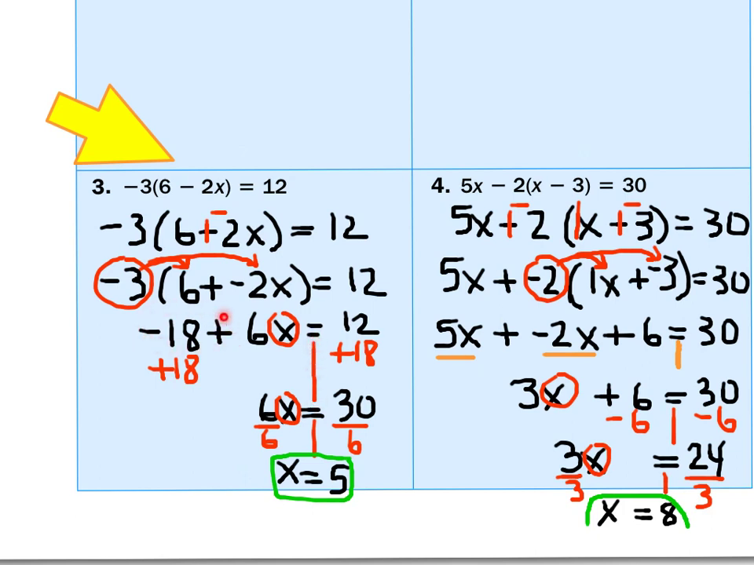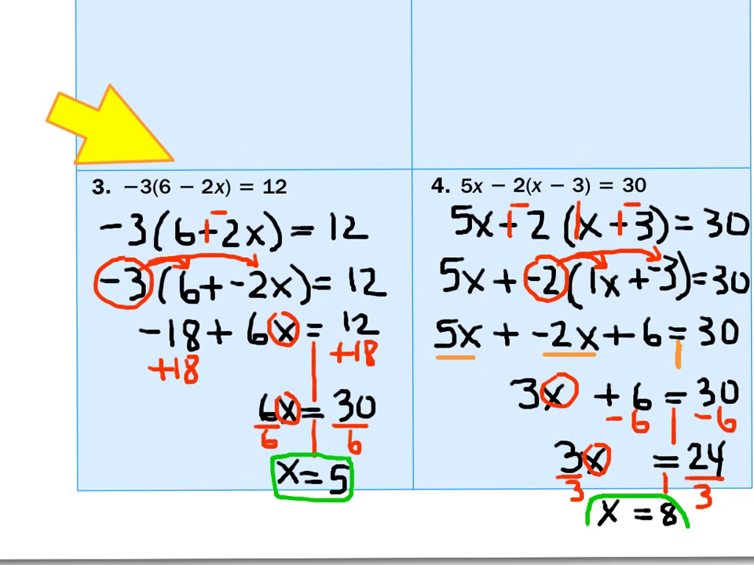Now we have to get rid of that adding negative 18. So we're going to add a positive 18 to destroy it. And so whatever I do on the left side, I have to do on the right-hand side. And then simplify. Negative 18 plus positive 18 destroy each other. Let the 6x come down. Let the equal sign come down. And then 12 plus 18 made 30. So that gave me 6x equals 30.